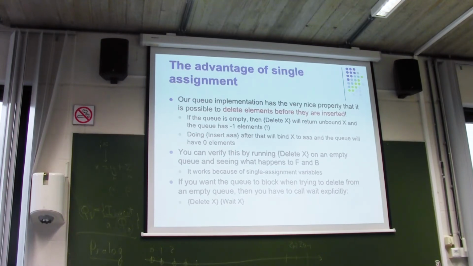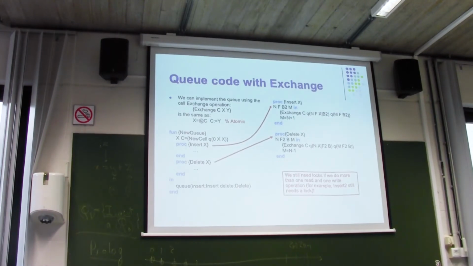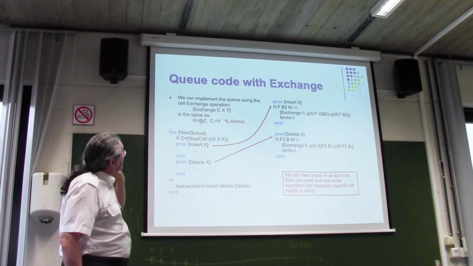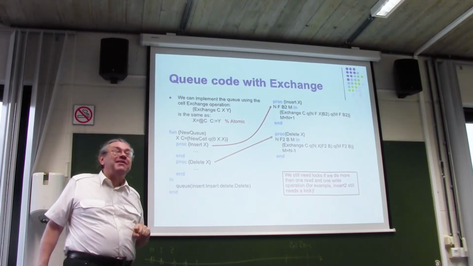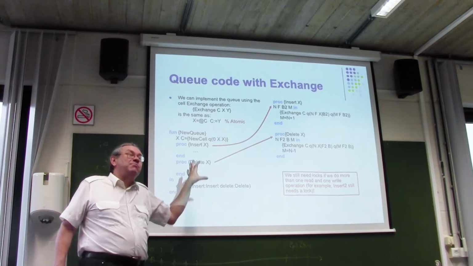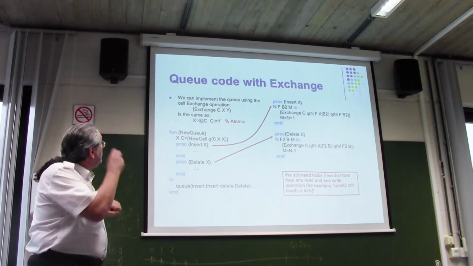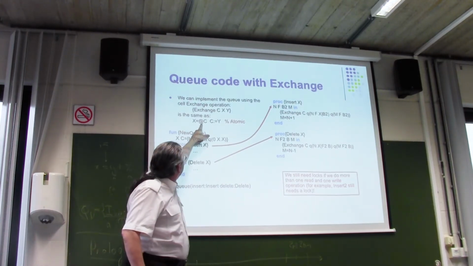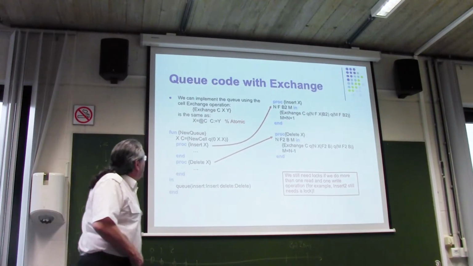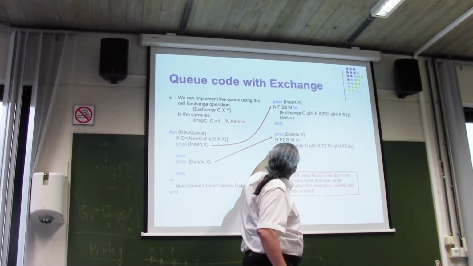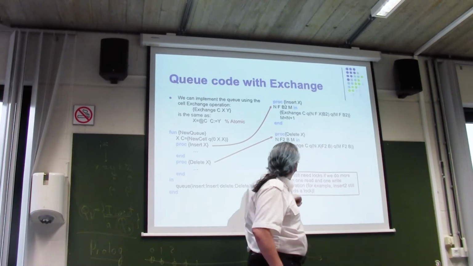Okay, I want to show you another thing with queues. If you're kind of alert, you will notice that, in fact, we can do the queues using exchange. We don't really need locks in this particular queue, because an exchange x, y is the same as reading x and binding the new content to y. So you can do the insert and the delete using exchange.